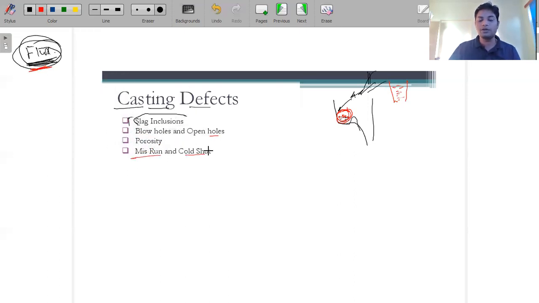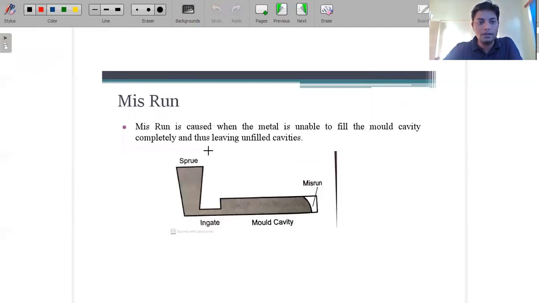Misrun and the cold shut. So this will be very clear from this one. This is the mold cavity that we have to fill. So we are using the sprue, and over that sprue we are using the pouring basin, through which the molten material is coming. This brown color molten material is coming, and it passes through the ingate. Now as it passes, it will fill.